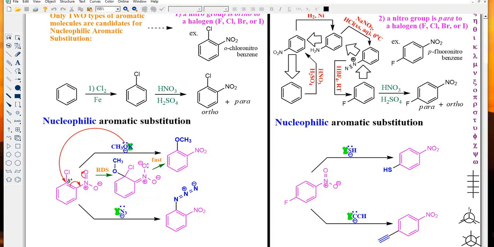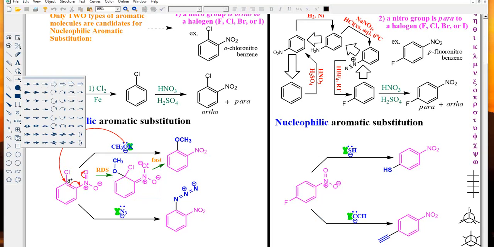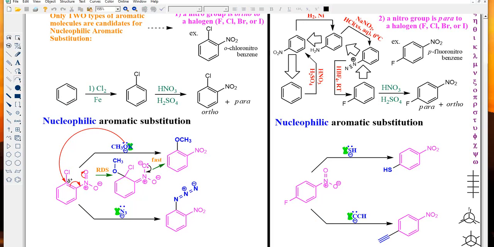This key intermediate will quickly resonate back and kick off the leaving group so it can reestablish aromaticity. So coming back, kicking off the leaving group, gives aromaticity and the chloride ion. The reaction is called, in the first step, addition, and in the next step, elimination makes the pi. So the overall process is called addition elimination. We see it's called addition elimination.